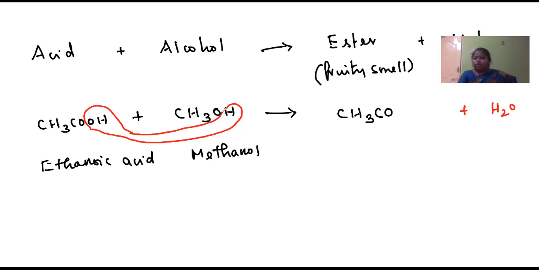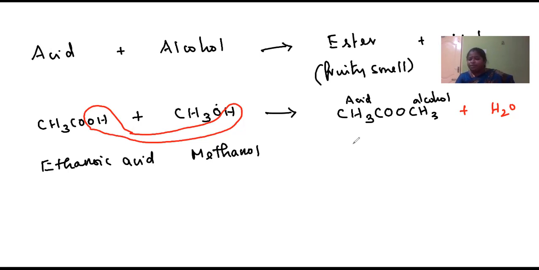CH3CO, then the other O is here, right? Now what you have to write? This O, then CH3. You are not supposed to write CH3O, right? So CH3COO, CH3. This CH3, this CO, one CO, right? This OH goes as water. So that means this O and then CH3, right? So while writing the formula, you have to write the acid first, then the alcohol group.